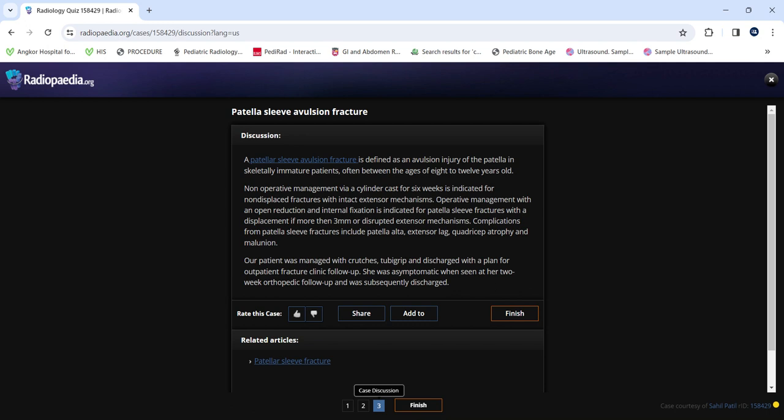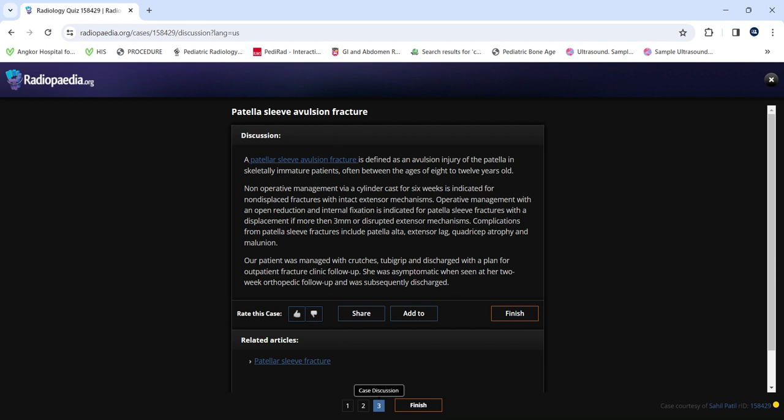Non-operative management via a cylinder cast for 6 weeks is indicated for non-displaced fracture with intact extensor mechanism. Operative management with open reduction and internal fixation is indicated for patella sleeve fracture with displacement of more than 3 mm or a disrupted extensor mechanism.